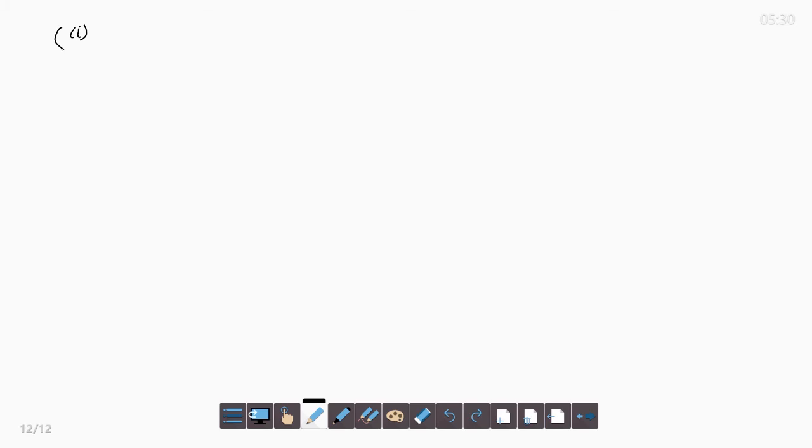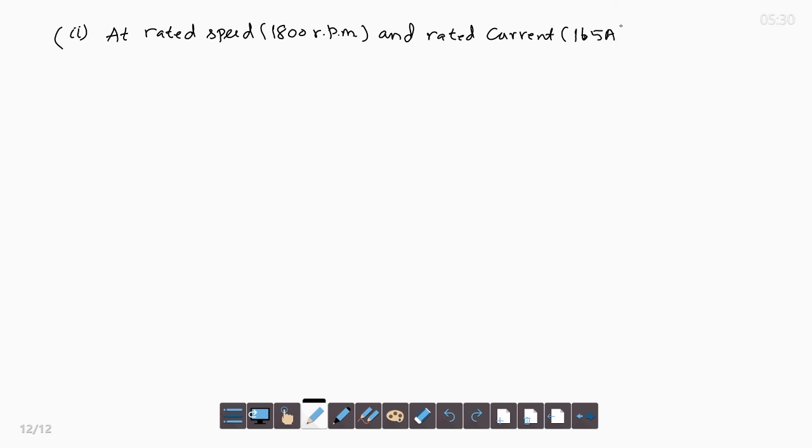Second part: at rated speed, which is 1800 RPM, and rated current, which is 165 ampere, the motor voltage is also the rated value, because speed is rated. So back EMF is rated and current is rated, so voltage is rated, that is V A equals 600 volt.